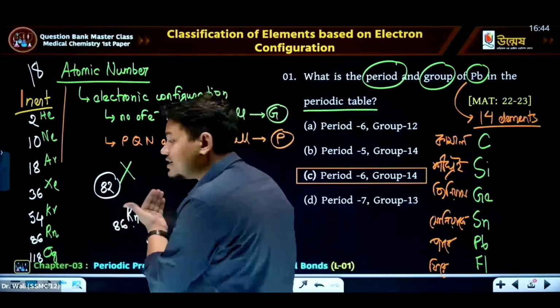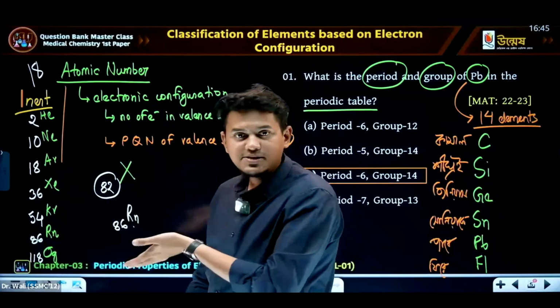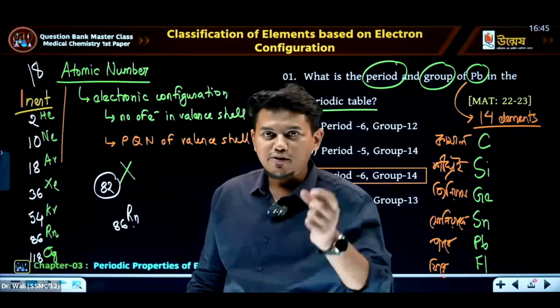Sorry, I'm going in the wrong direction. If 86 is in group 18, then 85 will be in group 17, 84 will be in group 16, and 83 will be in group 15. In this way, we will find out that group 14 will contain the atomic number 82.